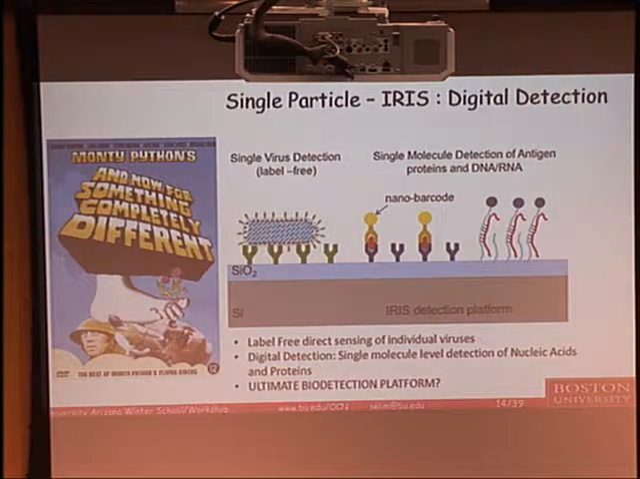Now, using the same chip, can we do something very different? It's a soap bubble with a thin film of oxide on silicon. Can I see viruses, or can I label proteins or DNA molecules with small nanoparticles that I choose? Can I see them individually and count them?